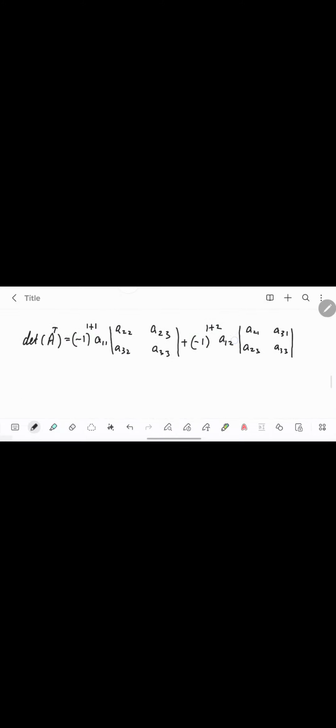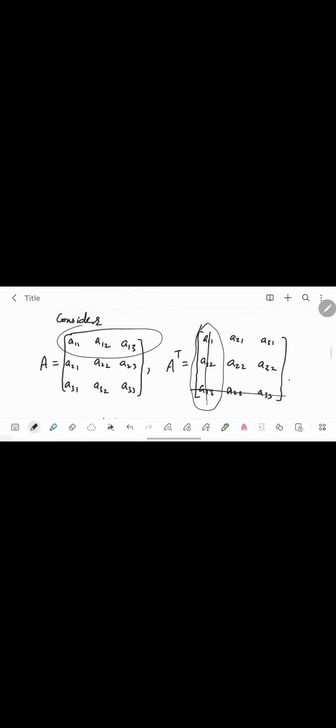Now I have the next element. The next element is this one in this column. So I will write the cofactor based on this element. This is minus 1 to the power 1 plus 3, A13, and then if I forget about this, I will have only these elements left.